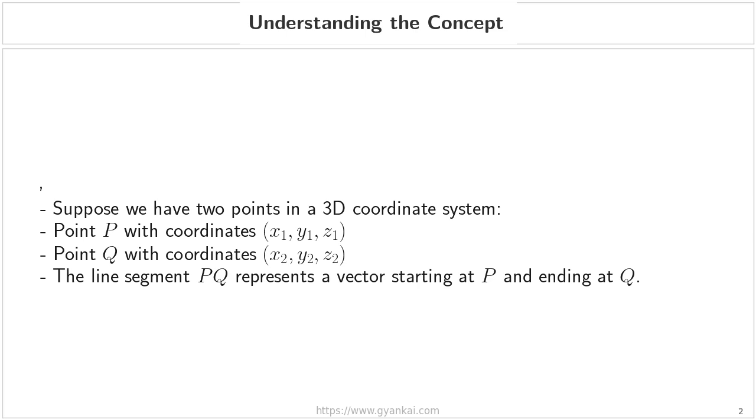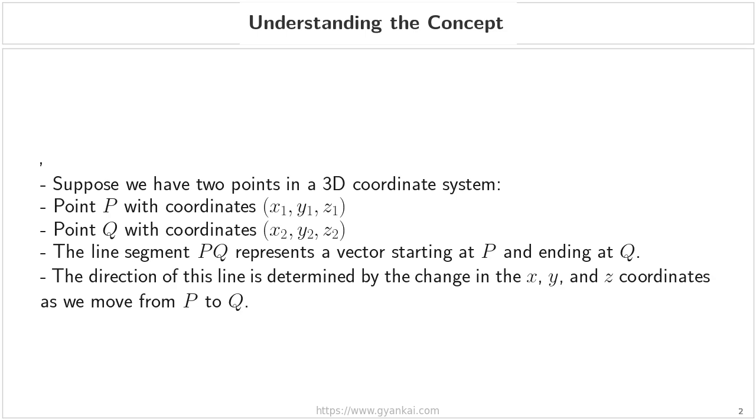If you imagine drawing a straight line connecting these 2 points, the line segment PQ can be thought of as a vector, a directed path that starts at point P and ends at point Q. To understand the direction of this line, we simply need to look at how much the position changes along each axis. Specifically, the direction is determined by the change in the x, the change in the y, and the change in the z coordinates as we move from our starting point, P, to our destination, Q. This concept of change is exactly what we will use in the next slide to calculate our direction ratios.